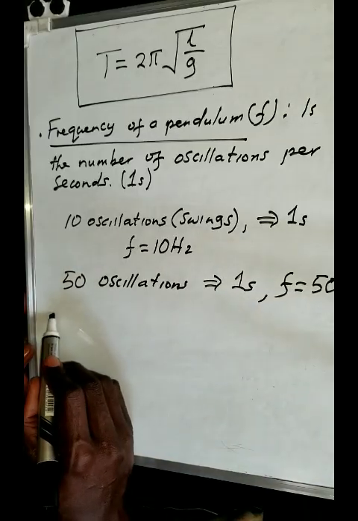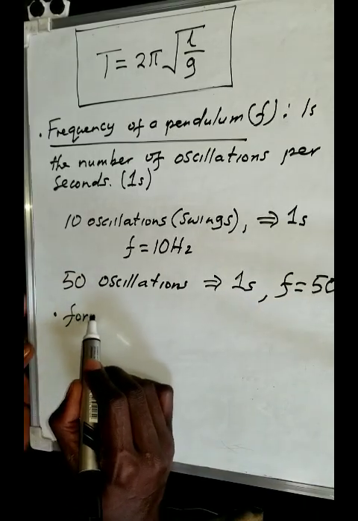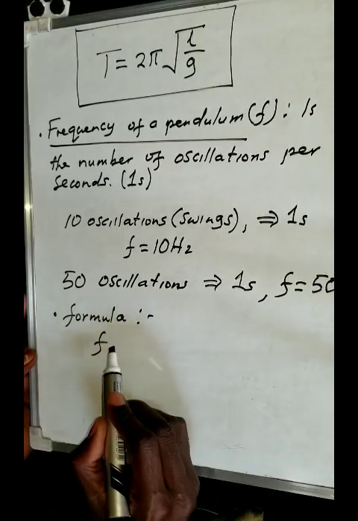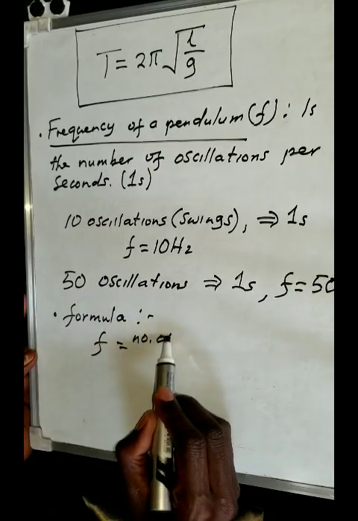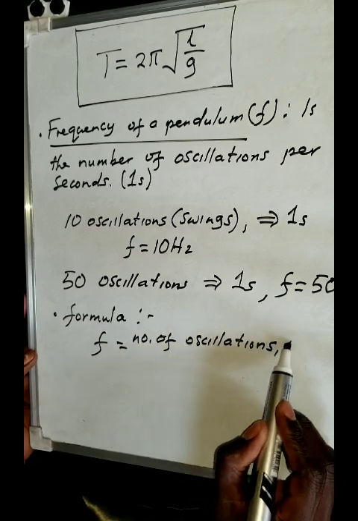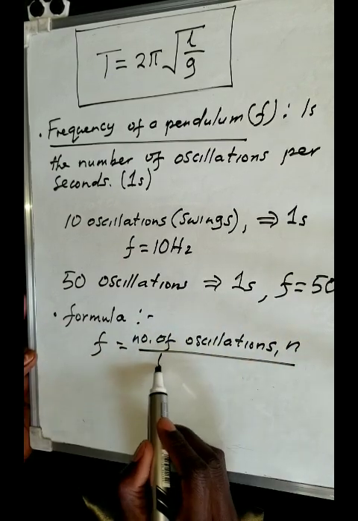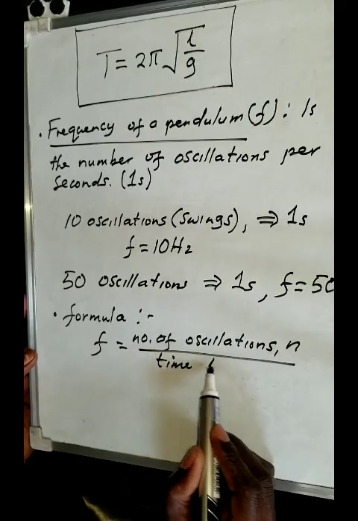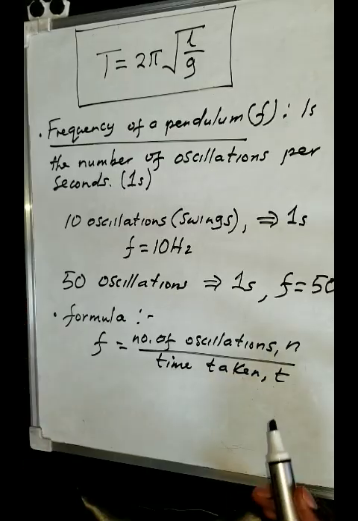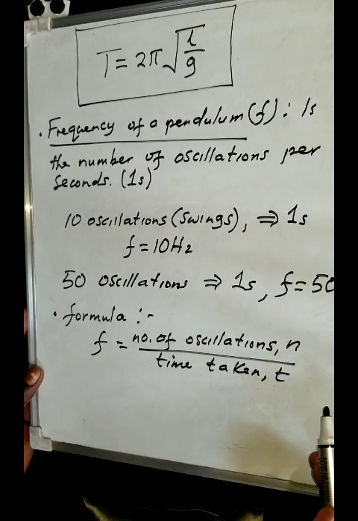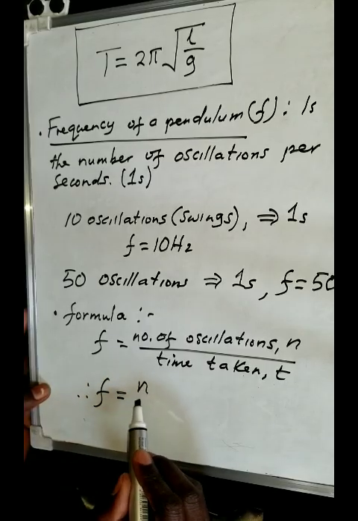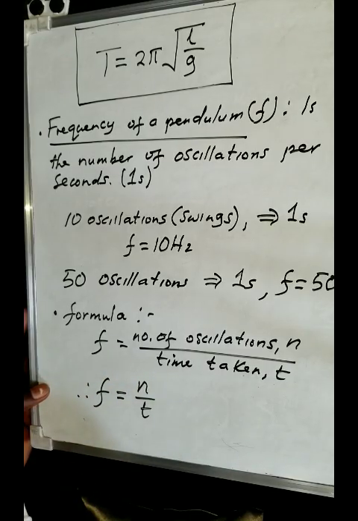So you can apply the formula that we use. The formula to calculate the frequency simply says frequency is equal to the number of oscillations, represented by small letter n, divided by the time that has been taken. That is what we know. We can use small letter t. In other words, it's the opposite of the formula for period of a pendulum. So frequency is equal to the number of oscillations divided by time.